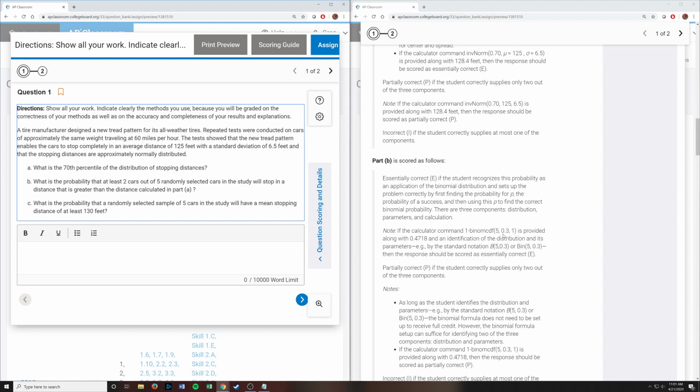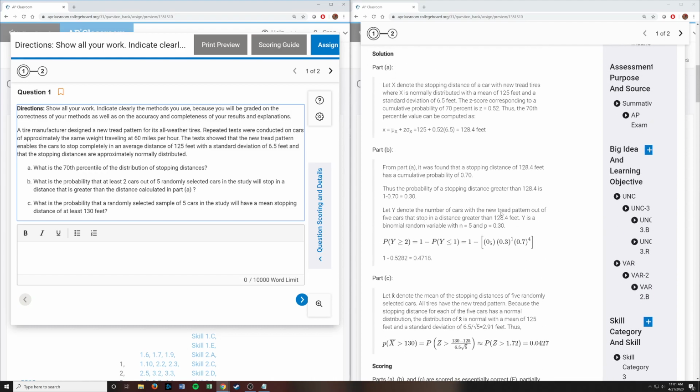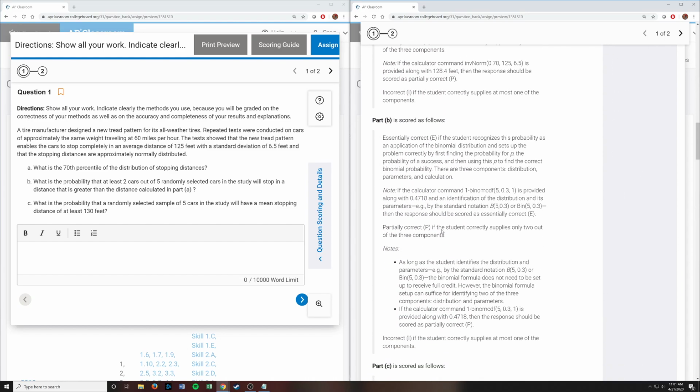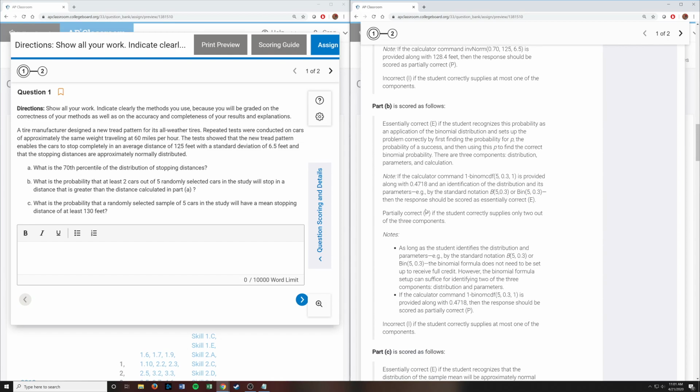If you write this binom CDF stuff down and give the right answer, you have to describe somehow what the variables are. And they do that here by saying n equals 5 and p equals 0.30. So you could just write that out in a sentence, or you could do it this way. It's partially correct if you only do 2 out of those 3 things. If you write the distribution parameters, you don't need to set up the binomial formula. But if you do write the formula, like in the solution above, you're good.